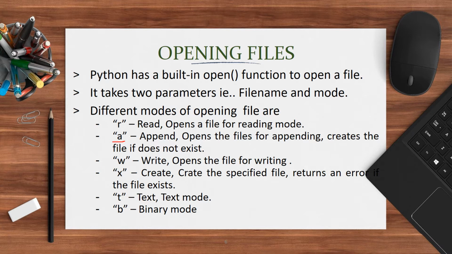The next one, X, creates the specified file and returns an error if the file already exists. T means text mode, and B is binary mode. The access mode can be specified to open the file, whether it is read, write, or append, or whatever it may be. So these are some of the different access modes that can be used. The default mode for opening a file is R mode, that is, reading mode.